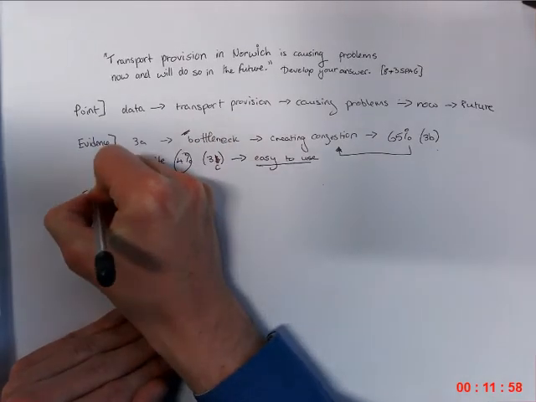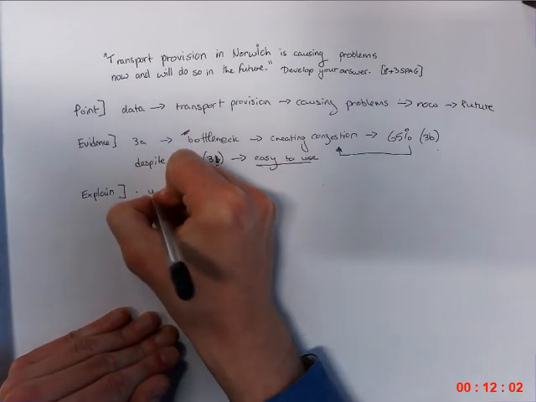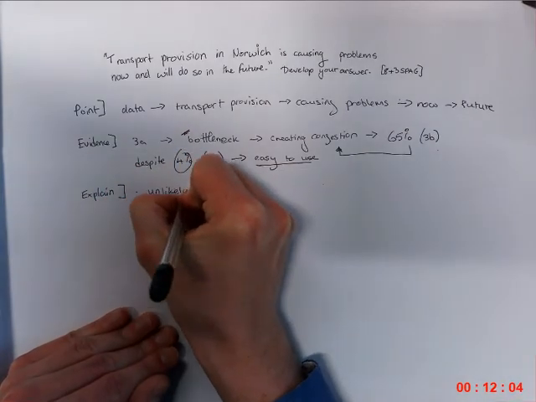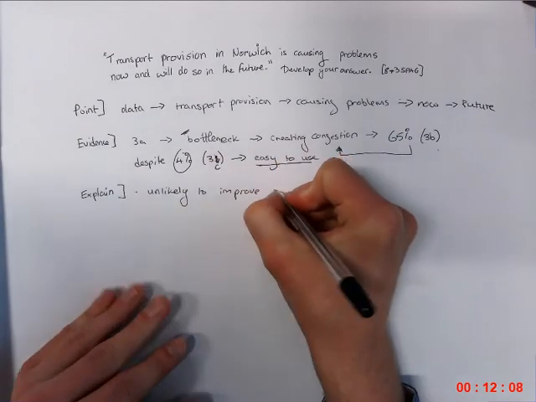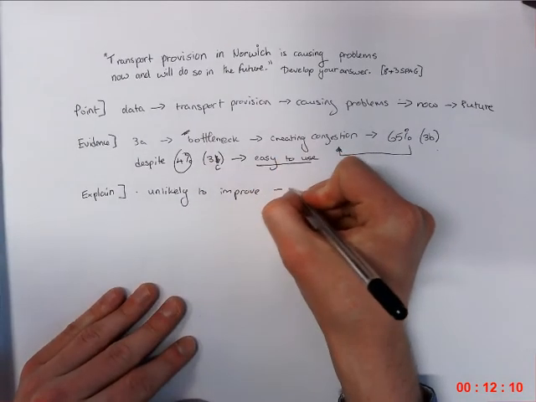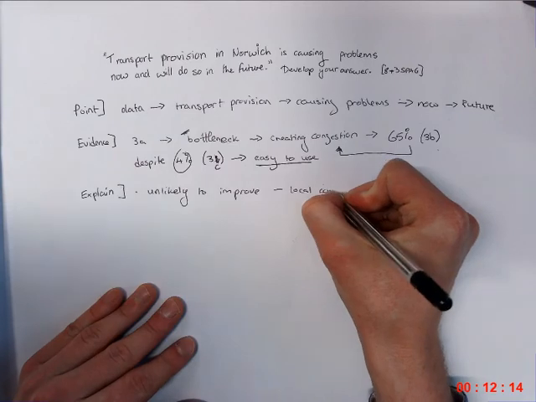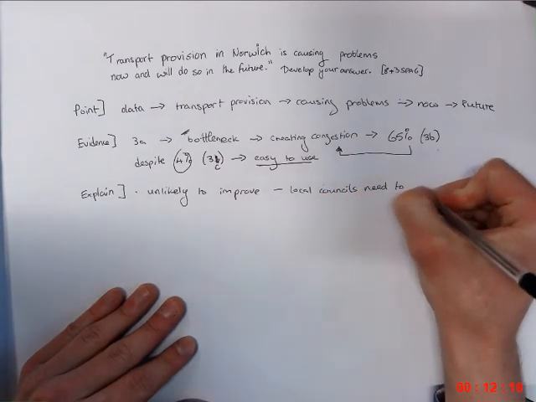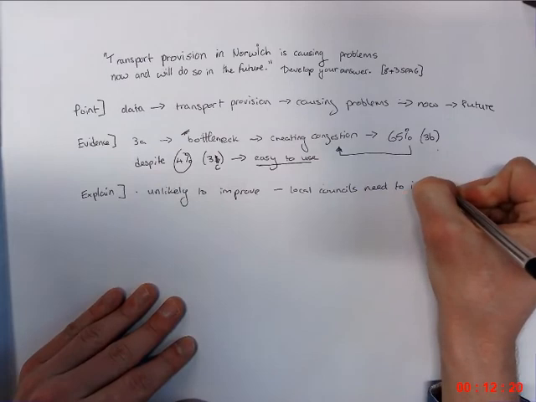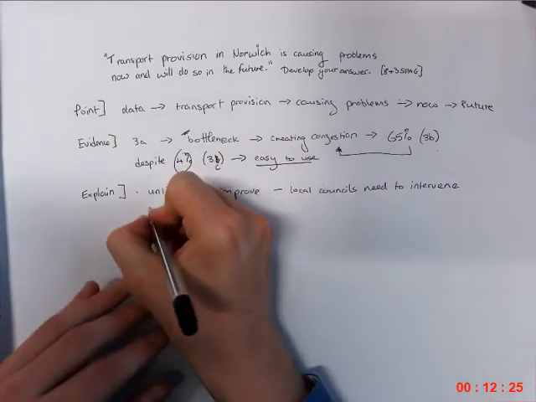How do we explain that evidence? So to explain it, we need to suggest that this problem is unlikely to improve without the intervention of local councils. So local councils unlikely to intervene, but they will need to intervene in order to improve this situation. So the population has been rising steadily.